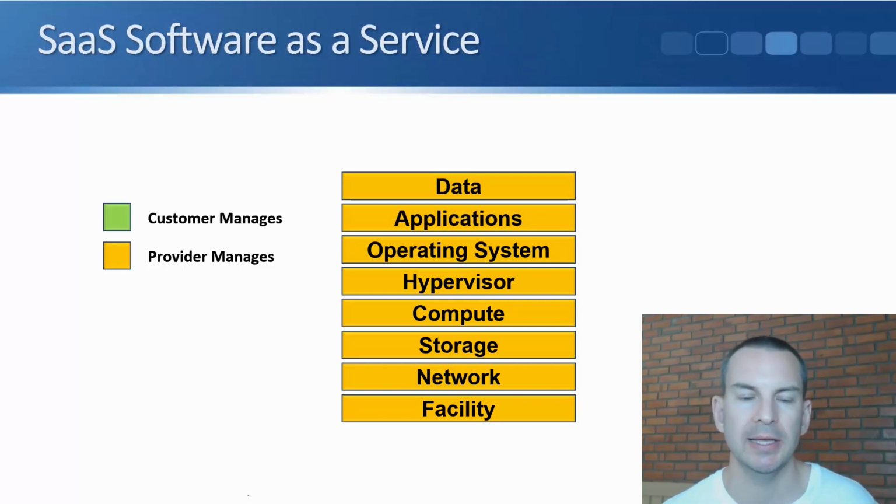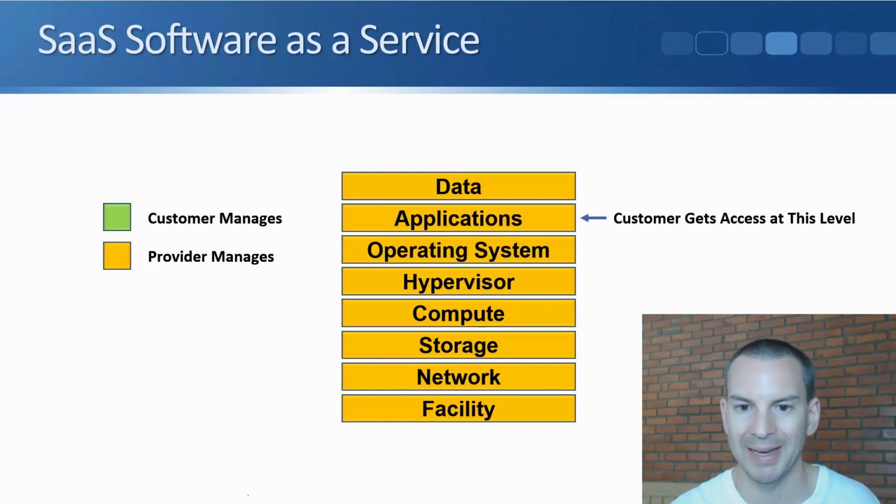The last model is software as a service. And with software as a service, the provider is going to manage everything from the facility up to the data level. What software as a service is, is cloud-based software. For example, Microsoft Office 365 or Salesforce, that kind of thing. So the customer is going to come in at the application level, and they're going to use the application. Also, they can have their own data in there, but everything is going to be managed by the provider.